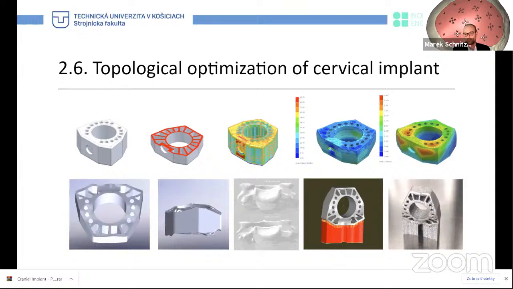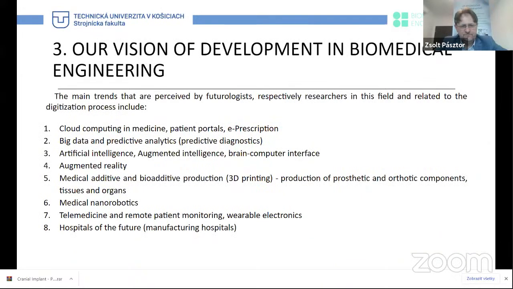This is the cervical implant, with topological optimization of the inner space with special ribs, and also anatomical optimization. And the vision for the next development is cloud computing in medicine, big data and predictive analytics, artificial intelligence, augmented intelligence, brain-computer interface, augmented reality, medical additive production of prosthetic and orthotic tissues and organs, medical nanorobotics, telemedicine, hospitals of the future, so manufacturing hospitals.